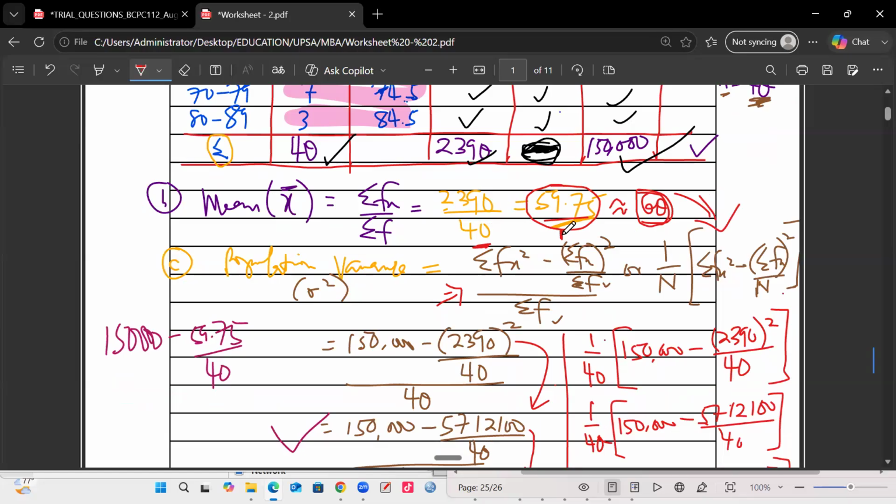Yes. And because it is the mean, it is the average, I will say that on the average, every worker produces approximately 60 units per day. Are we okay? Yes. Guys, are we okay?